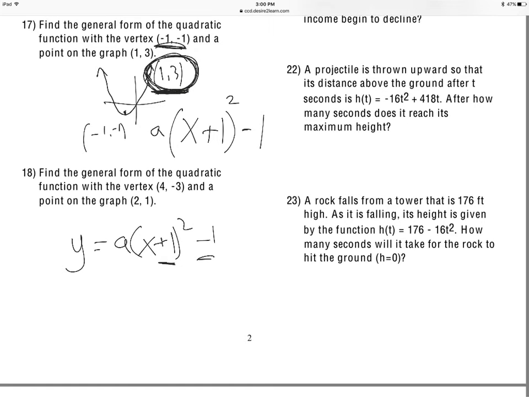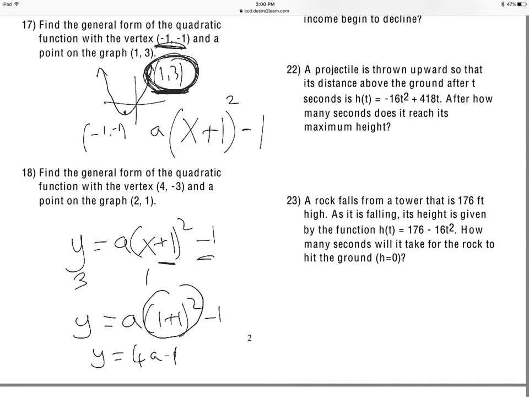Okay, if x is 1, y is 3. If x is 1, is y 3? Let's have a look. Right, 1 plus 1, x is 1, so this is 2 squared, okay, this is 2. 2 squared is 4, so I've got y equals 4a minus 1. Now let's put this back in: we're saying that y is 3.